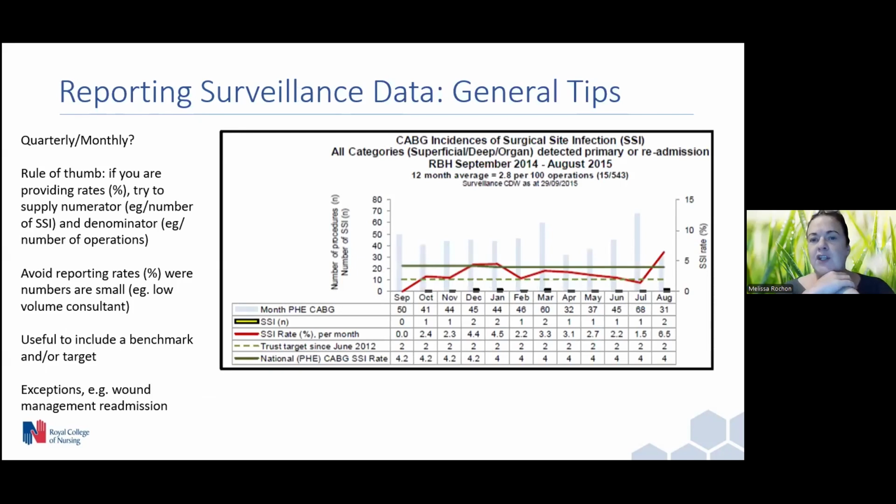So we started to report in ways that would build confidence in our system or service. As a rule of thumb, we moved away from just providing rates without putting numerators, that is the number of SSIs, and denominators, that is the number of operations. And that was for transparency, so that people could see if rates were being influenced by lower operative activity.